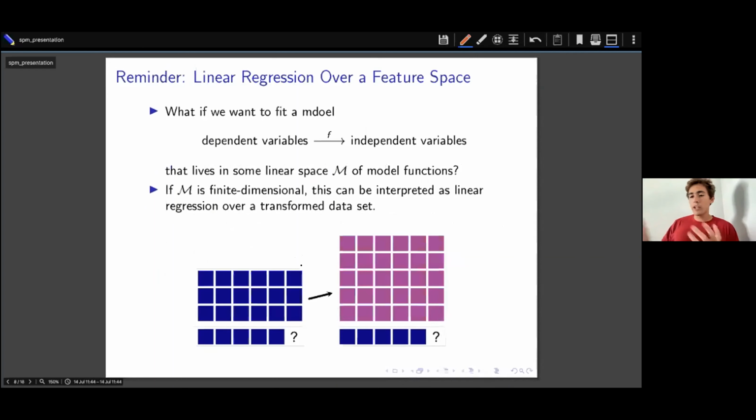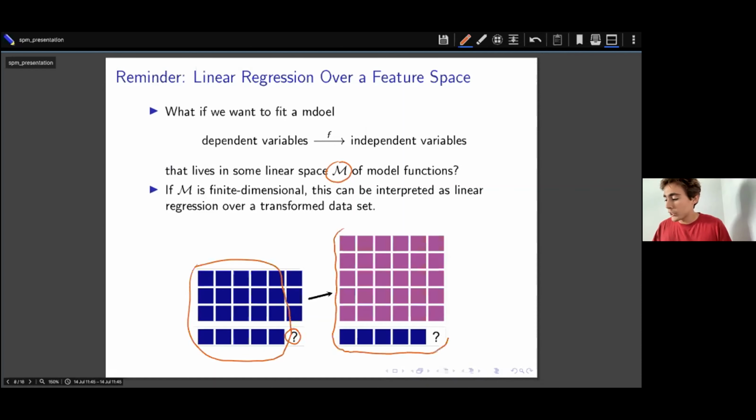So let's go back to regression for a moment. Let's say that we're looking at a data set and we want to infer this missing value, but by fitting some possibly nonlinear model. Well, if we have a space M of model functions, which is a linear space and finite dimensional, then as you might know, the problem of fitting a model in the least squares sense and using it to compute its missing coordinate is exactly the same as applying standard linear regression techniques to a transformed data set.